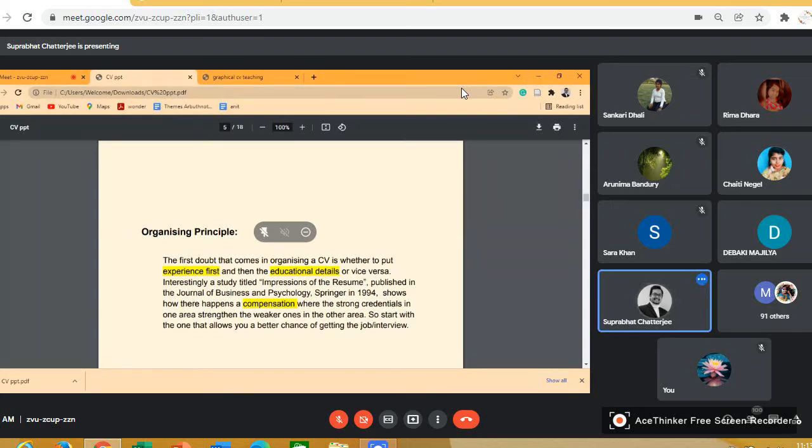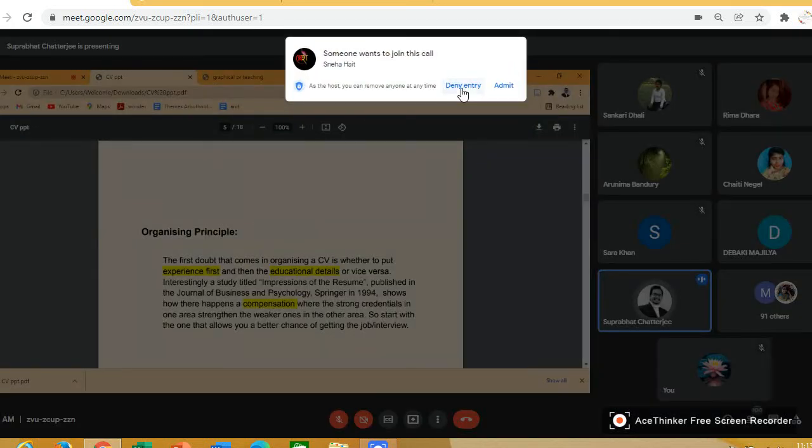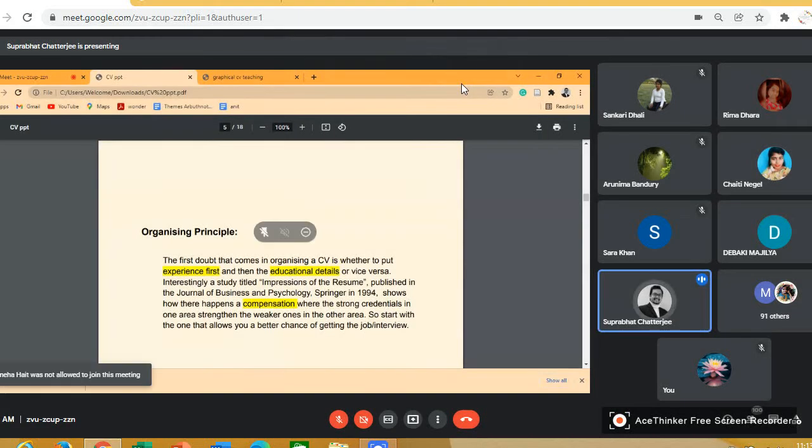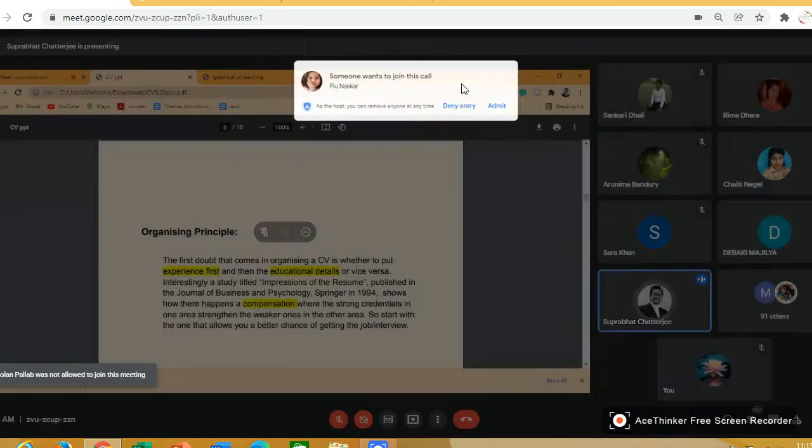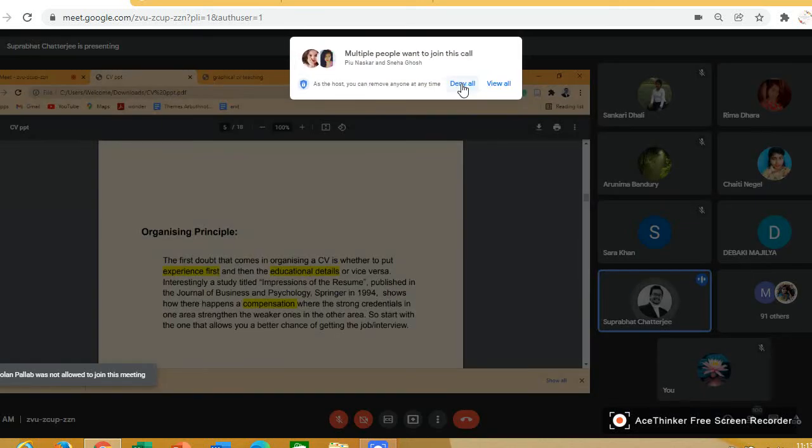সিভিজ, you will find two doubts, whether to put the experience first or the educational details first. কোনটা আগে দেব, এক্সপিরিয়েন্সগুলো আগে দেব, না আমাদের এডুকেশনাল ডিটেলসটা আগে দেব? তো আমরা যেহেতু we will appear as fresher, right? So we have to give our educational details first.